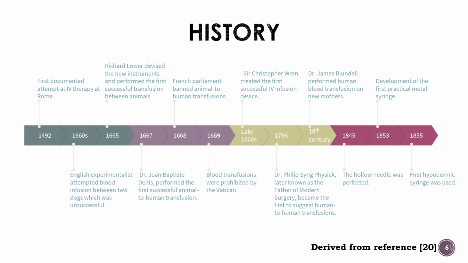With no such ban in England at the time, Lower also performed an animal-to-human transfusion. No transfusion records were noted, and Lower set forth to solve the technicalities of the now proven principle. He designed new devices for controlling blood flow and for transfusions. Out of fear of adverse reactions, blood transfusions were prohibited by the English Parliament in 1668 and the Vatican in 1669.